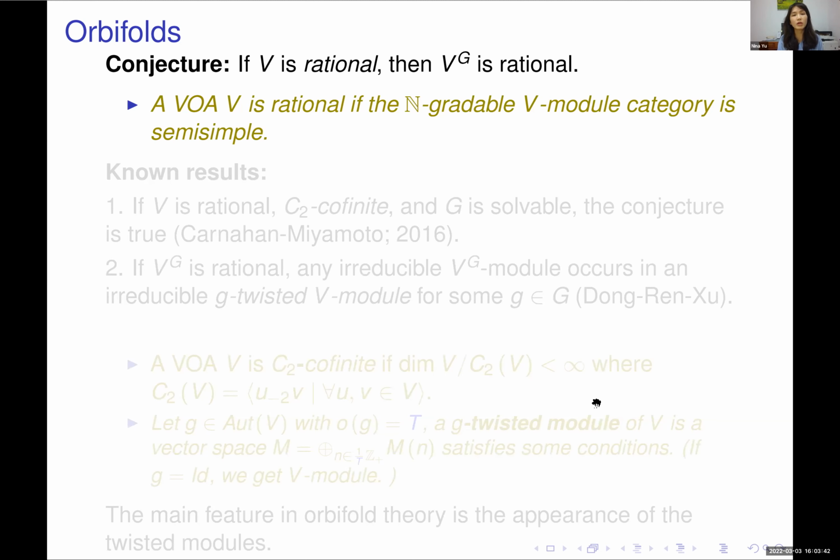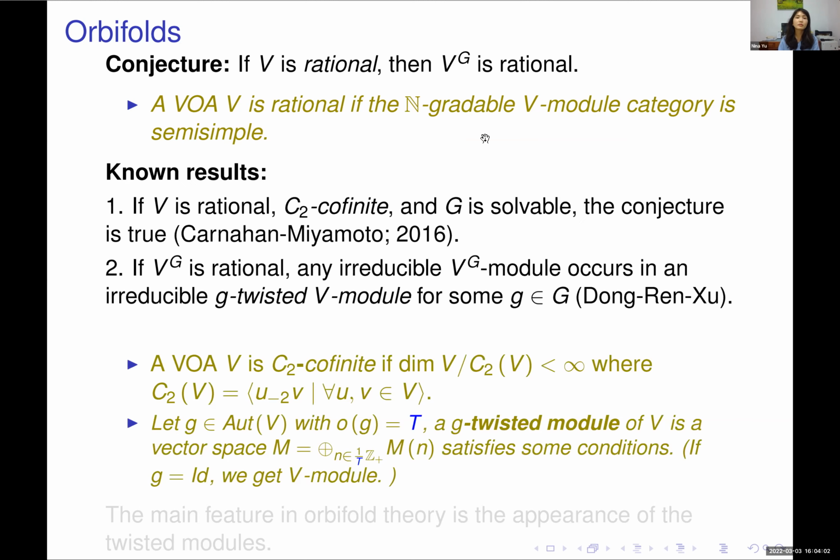In orbifold theory, there is a conjecture that says that if V is rational, then the orbifold is also rational. And here, rational means that the N-gradable V-module category is semi-simple. N-gradable V-module is also called admissible V-module. About the conjecture, the first known result is by Carnahan and Miyamoto in 2016. They proved that if V is rational, C2-cofinite, and G is solvable, then the conjecture is true. So this is regular and G is solvable, then the conjecture is true.